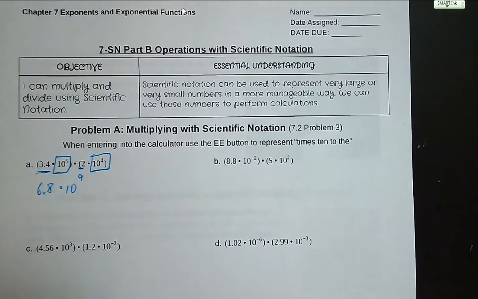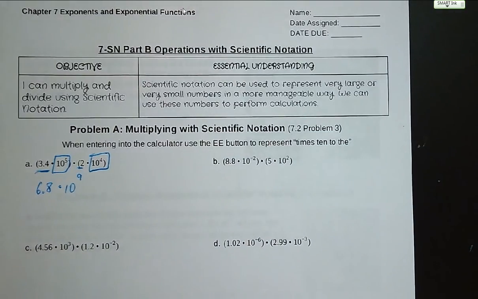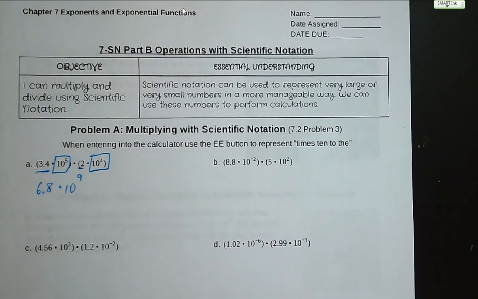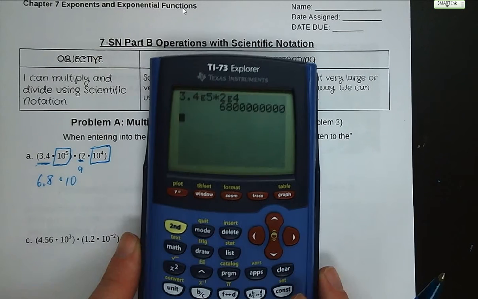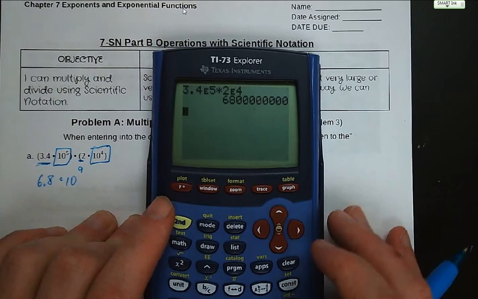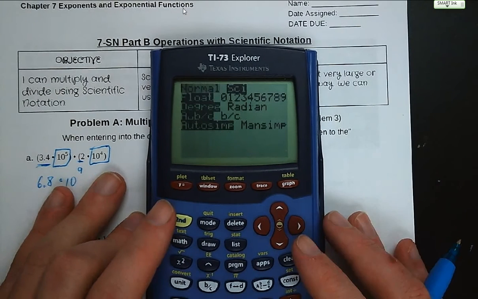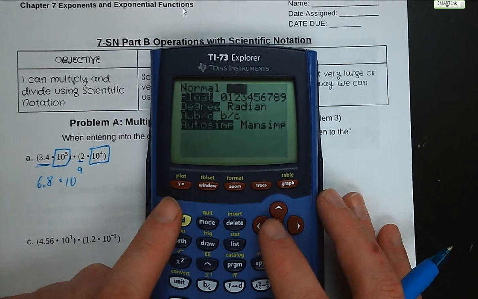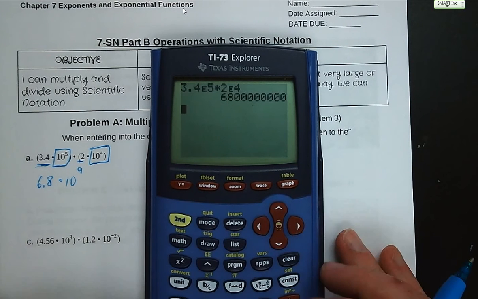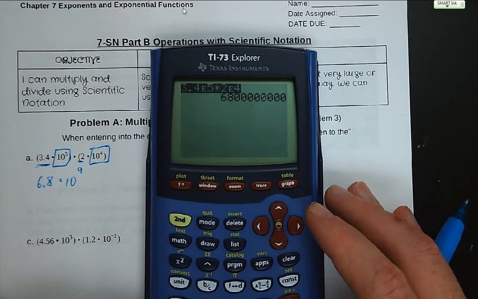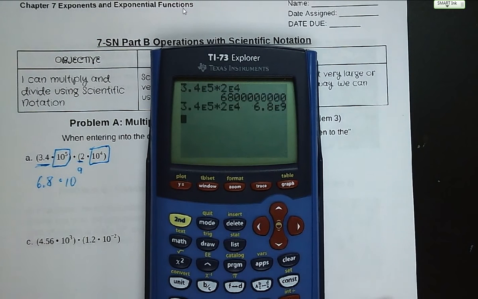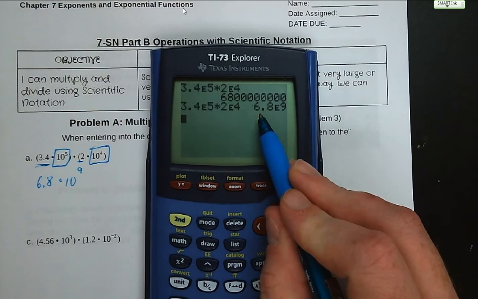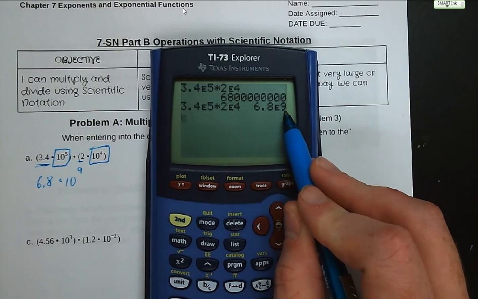Now, one thing you can do when we're dealing with scientific notation: if you go to your mode, most of you should be set on normal. If you switch it over to scientific and quit, and you do the same problem, you'll get it in scientific notation: 6.8 times 10 to the 9th.